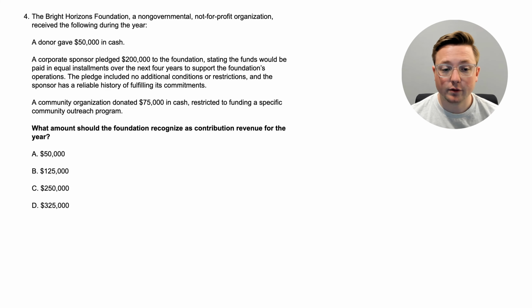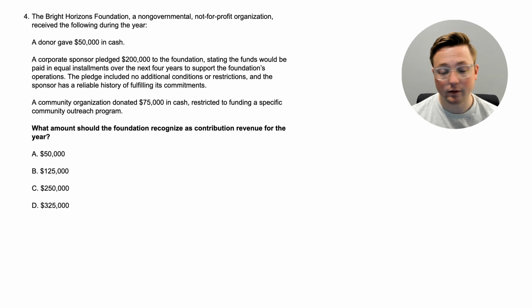Okay, here we are at question 4. What amount should the foundation recognize as contribution revenue for the year? Let's go up to the top. The Bright Horizons Foundation, a non-governmental not-for-profit organization, received the following during the year. A donor gave $50,000 in cash. A corporate sponsor pledged $200,000 to the foundation, stating the funds would be paid in equal installments over the next 4 years to support the foundation's operations. The pledge included no additional conditions or restrictions, and the sponsor has a reliable history of fulfilling its commitments. And finally, a community organization donated $75,000 in cash, restricted to funding a specific community outreach program.